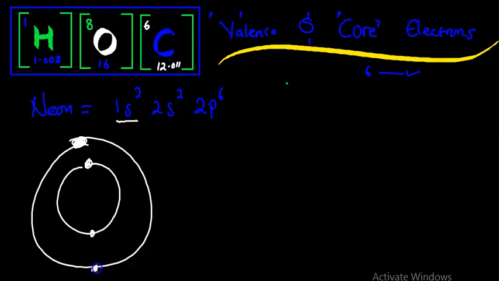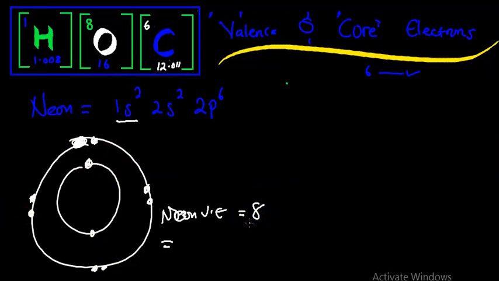Here we're going to have 1 and 2. 2 multiplied by 2 is simply going to be 4. Here is going to be 1 and 2. 2 multiplied by 2 is going to be 8. In this case, for neon, the valence electrons is simply going to be 2, 4, 6, 8. It's going to be 8.